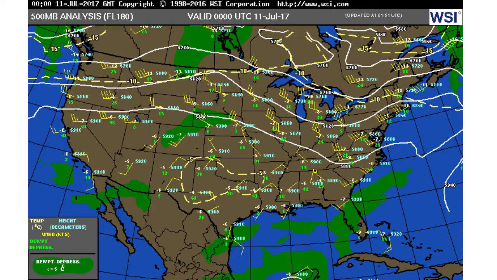The upper air mid-level, the 500 millibar analysis, still has winds generally coming from the west. The green area is where the dew point depression is less than 5, so that's where you'll have more chance of clouds. It's still relatively calm.